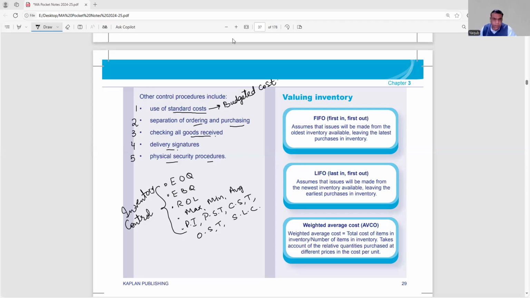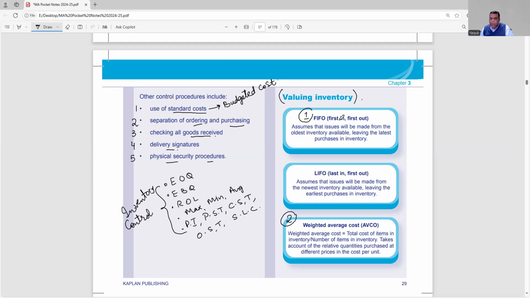Next concept is inventory valuation. It is also part of material or accounting for material. Inventory valuation includes three different methods, but two of the methods are followed by international reporting standard. First one is first in, first out, and the second one is AVCO method, which is also called weighted average.